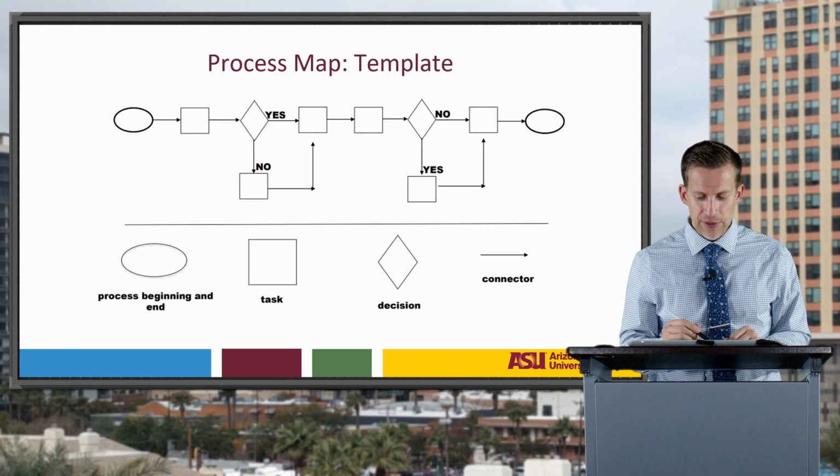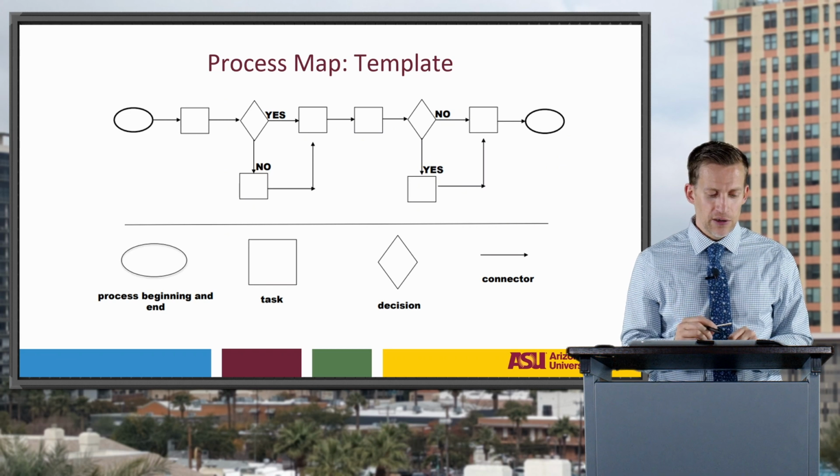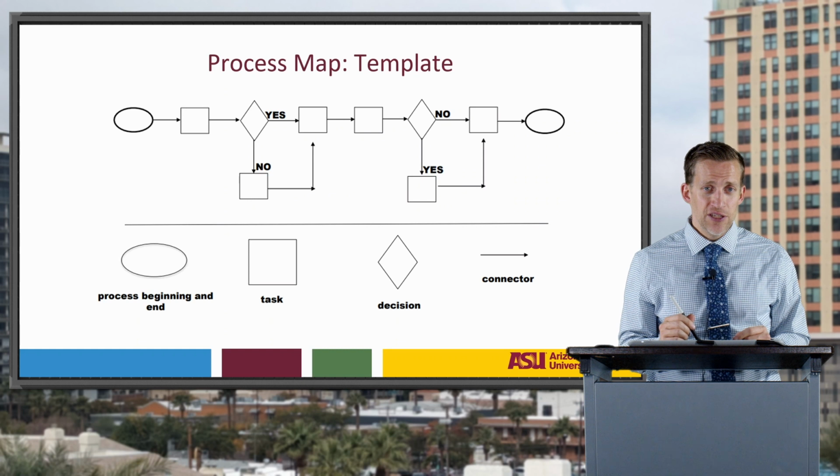Here is one template. There are several different templates. This is a pretty basic one. You can see the flow moving from left to right. You can see that there are decision points, the diamond-shaped steps, and then you can see that yes or no will determine the next step. There are templates out there that have a number of different symbols. This one is one of the more basic ones.